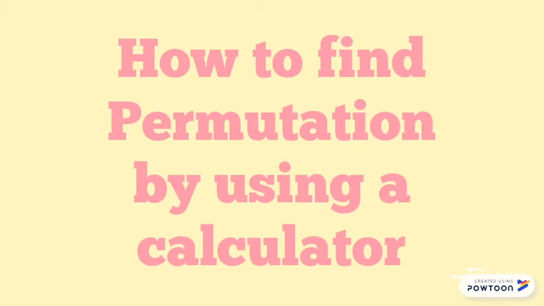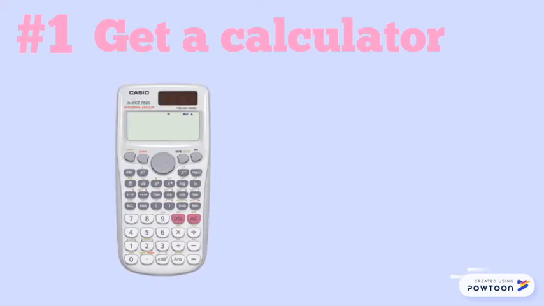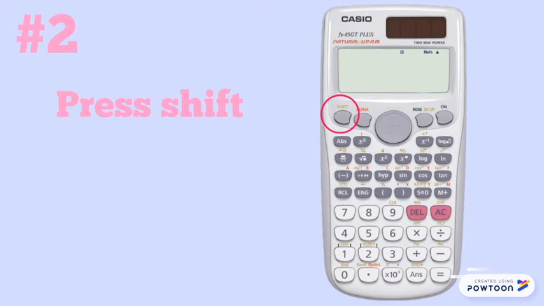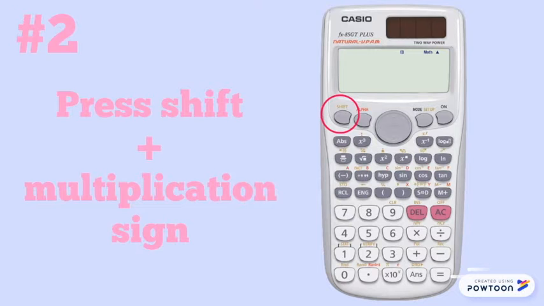How to find permutation by using a calculator. Step 1. Get a calculator. It can be either a scientific or graphing calculator. Step number 2. Press Shift, followed by the multiplication sign.